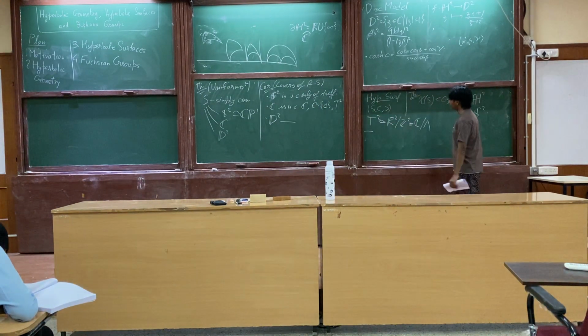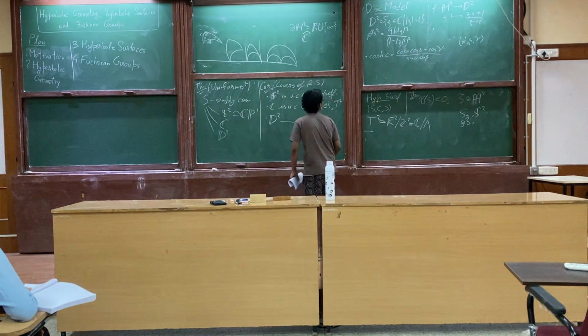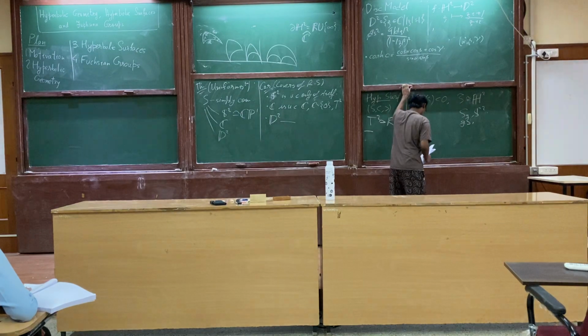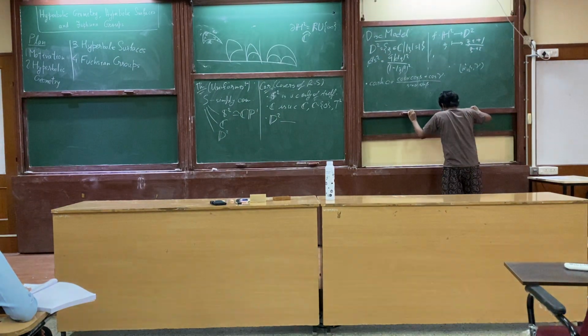So this is fine and dandy that we have this definition, we know this theorem, but what is a hyperbolic surface? What does it look like? Well, I'll give you a construction now.